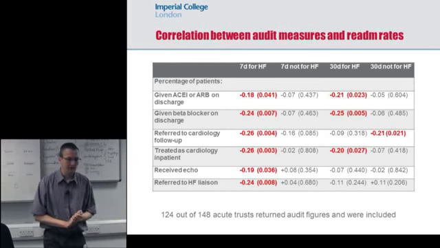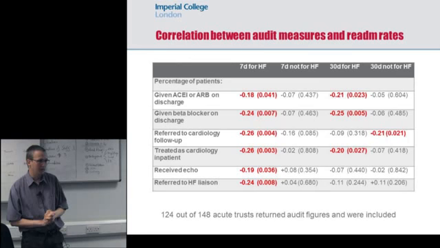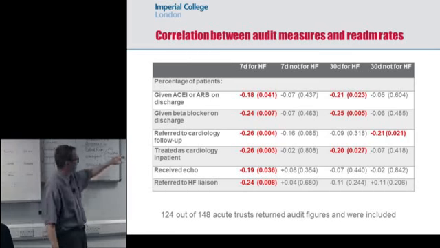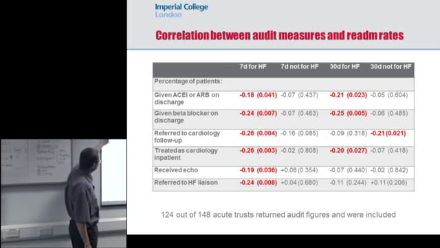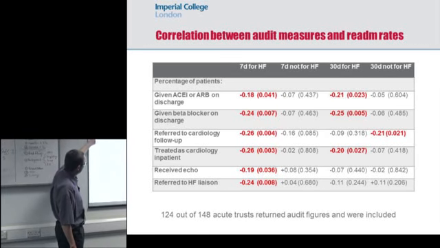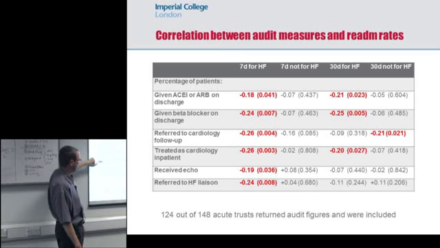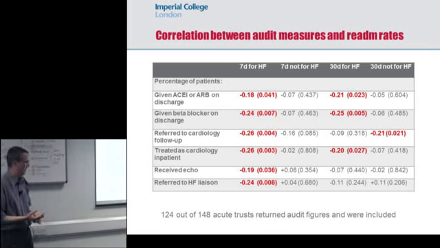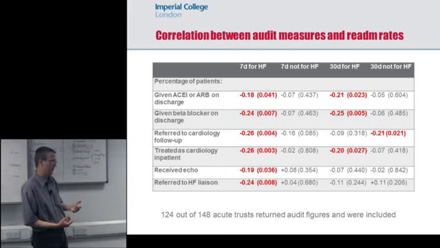So which of those 2 flavors of readmission rates correlates with the process measures? The process measures on the audit, we've got a couple of drugs, so there are some prescribing issues. Well, there are in fact 3 drugs, including beta blockers. We've got referral to cardiology for follow-up. We've got whether they were treated as a cardiology inpatient, whether they got an echocardiogram, and whether they were referred to the heart failure liaison team afterwards. So we correlated the proportion of patients with each of these things with the readmission rate.